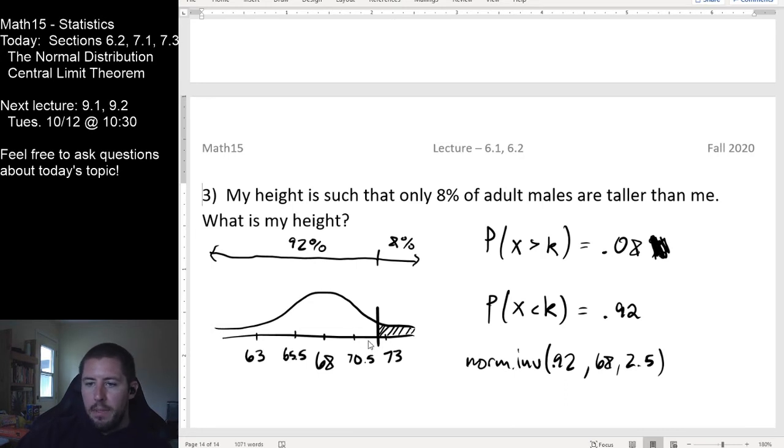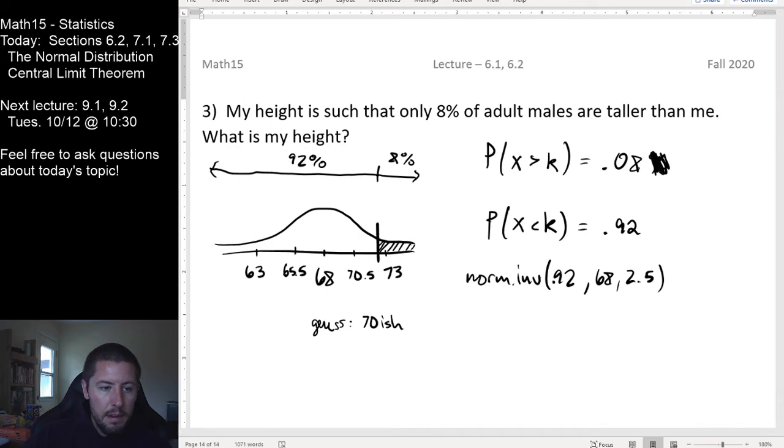I'm expecting something in this ballpark right here. I think between 70.5 and 73 seems vaguely reasonable to me. I think it's going to be closer to more like 70 over here, though. I think we're going to get something close to 70-ish, make my guess here. So let's pop over in Excel and see what we end up getting.